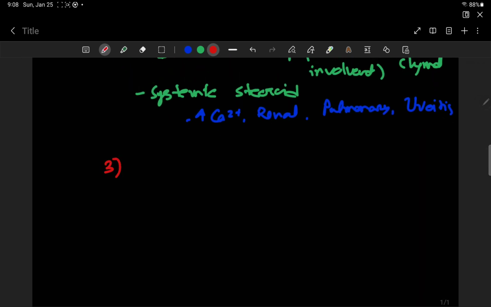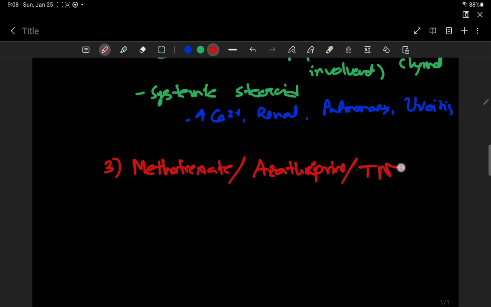Third, there are some immune modulatory drugs. You can give methotrexate, azathioprine, or tumor necrosis factor alpha. These immune modulatory drugs are used in severe disease, if there is more than 3 organ involvement.